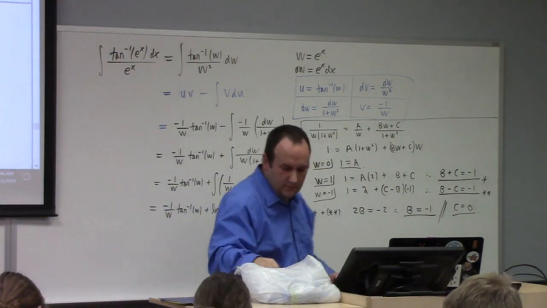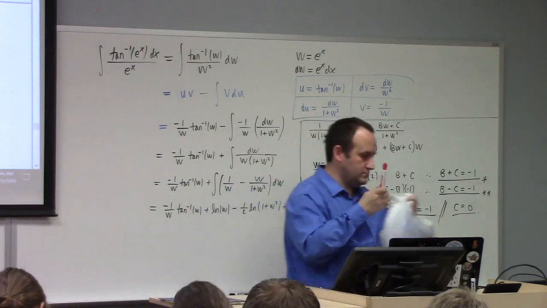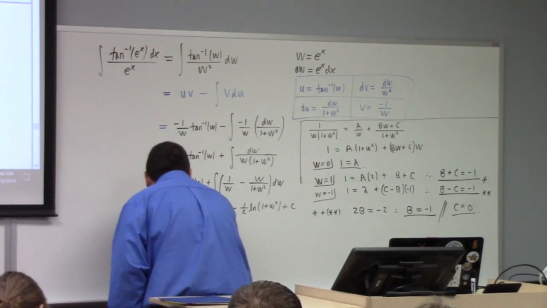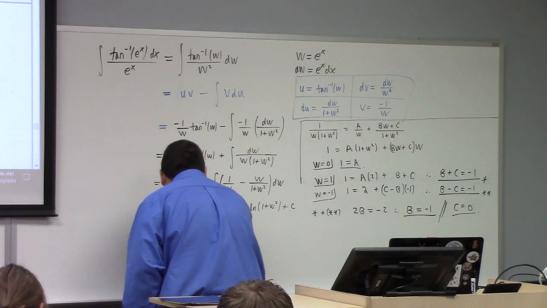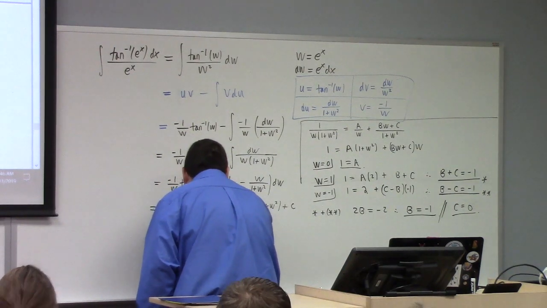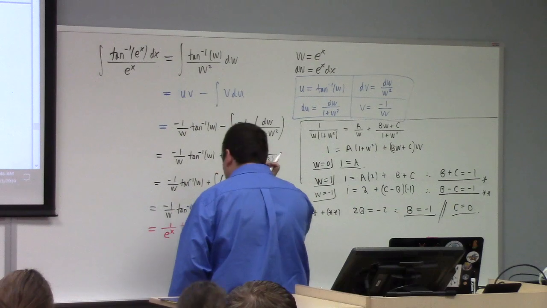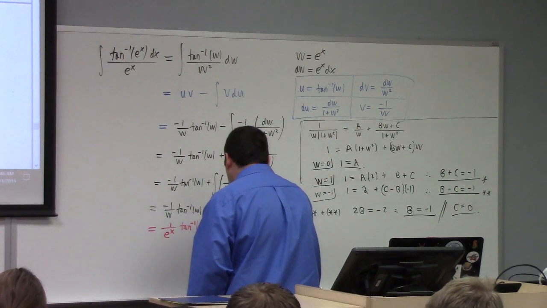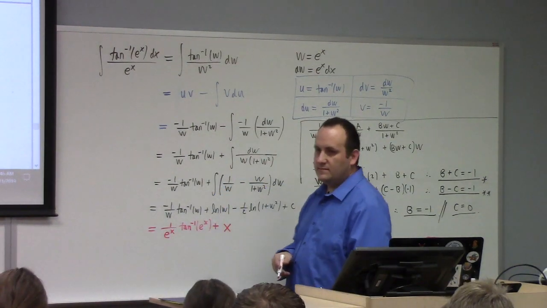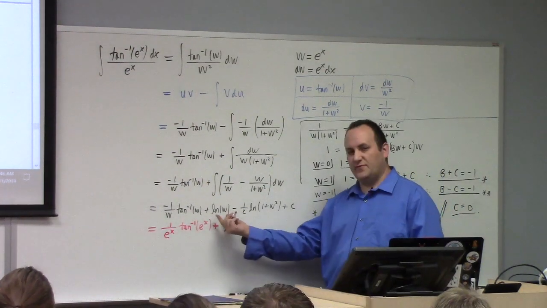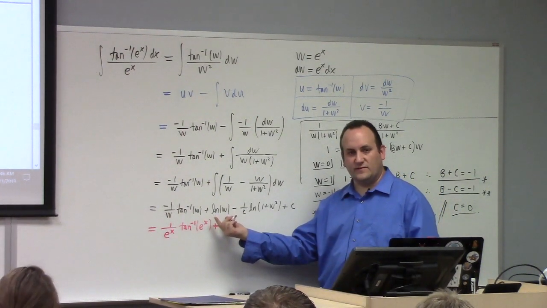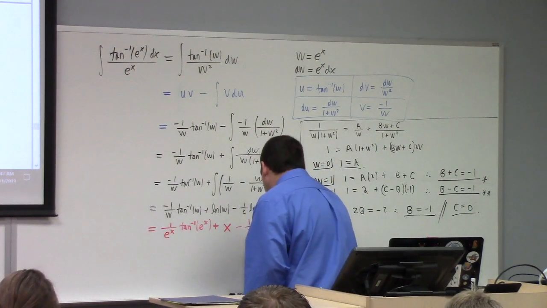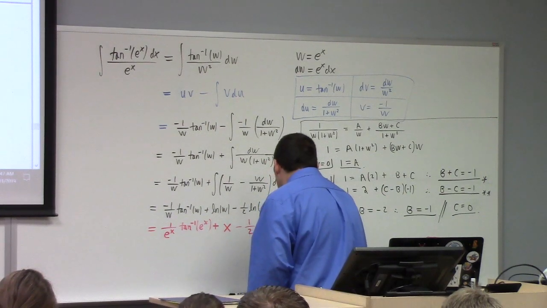So the answer is 1 over e to the x inverse tangent of e to the x plus, oh, what's the natural log of e to the x? x. What's the absolute value of e to the x? e to the x, right? So this natural log absolute value w just simplifies to natural log of e to the x, which is x. Yep. Minus 1/2 natural log of 1 plus e to the 2x.